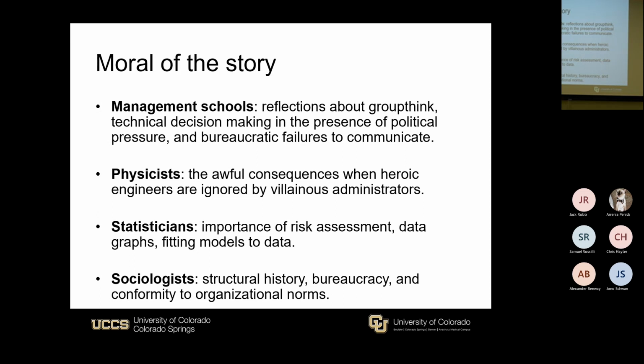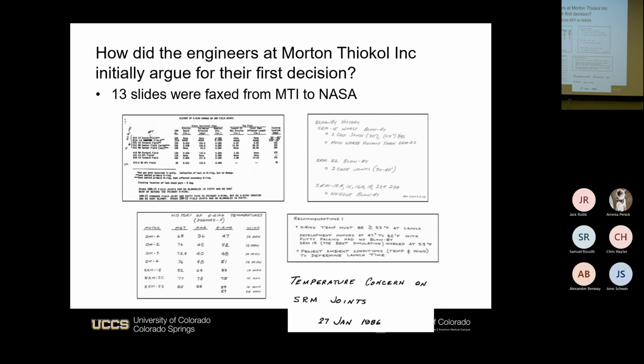Taken in small doses, the assorted interpretations of the launch decision are plausible and rarely mutually exclusive. But when all these accounts are considered together, the accident appears totally overdetermined. It is hard to reconcile the sense of inevitable disaster embodied in the cumulated literature of post-accident analysis with the experience of the first 24 shuttle launches, which were distinctly successful. Now we're going to get to how the engineers at MTI initially argued for their first decision.